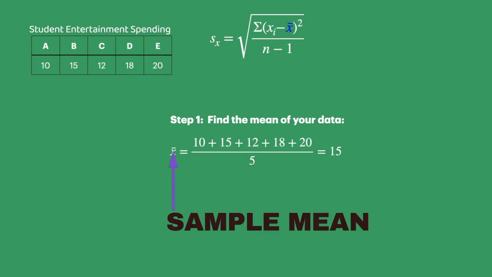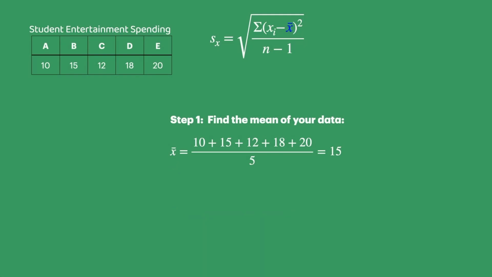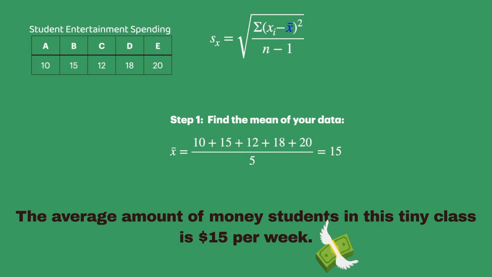That means the sample mean, X bar. And so we're going to add up all of our data and then divide by the number in our data set to find the mean. So in this example, it's the mean amount of money that the students in this small class would spend on entertainment per week. So we add all of the values up and divide by 5. So their mean, their average of those 5 students is $15 per week. And that represents this X bar.